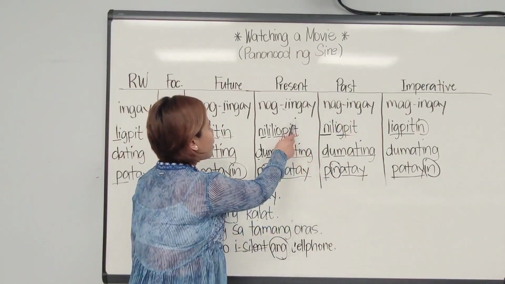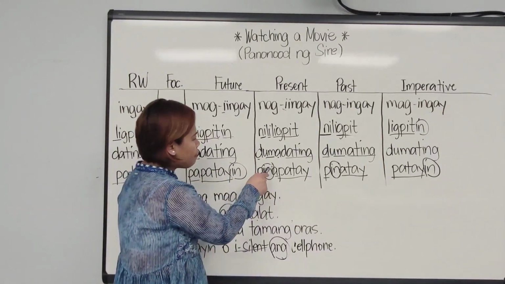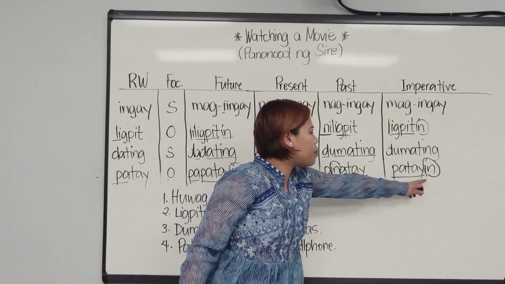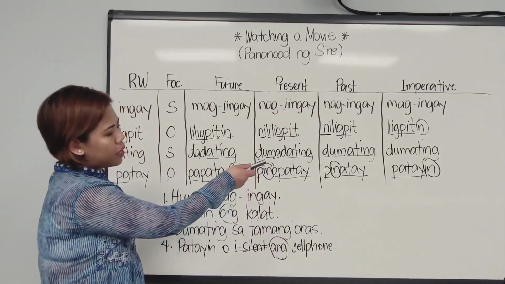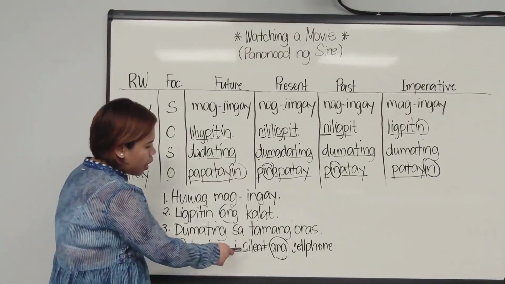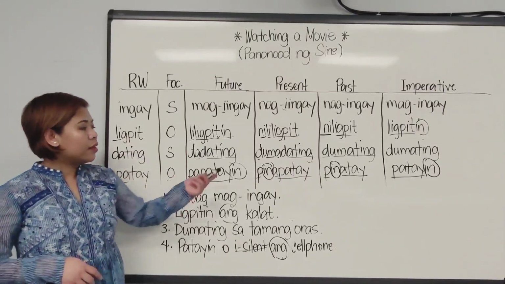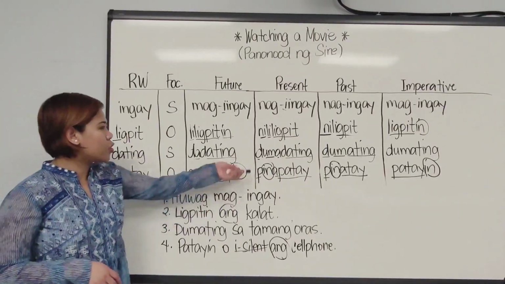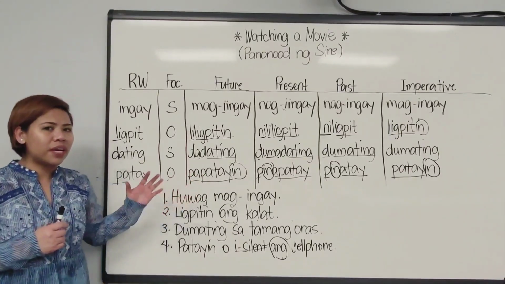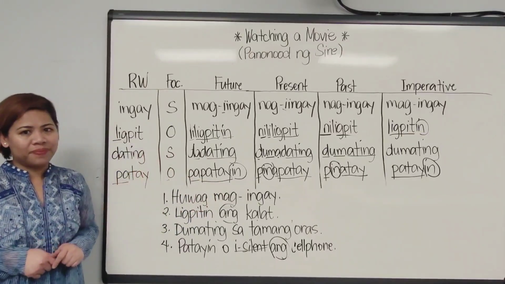So in the present and past, the affix in is an infix. In the imperative form, it became a suffix. So it became patayin. Here in number 4, we say patayin ang cellphone. Don't worry if you cannot see it clearly here because I scribbled all over. But I'm gonna give you a clear copy of this one later so you can see the conjugation of each verb.